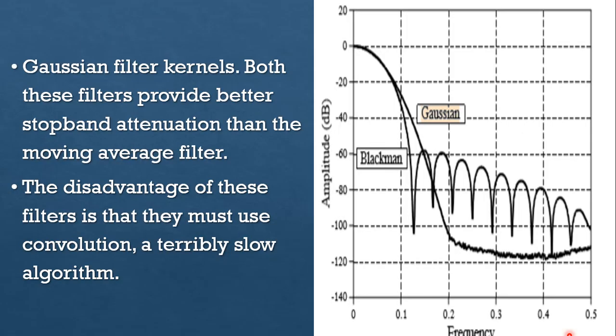This is a contrast of Blackman and Gaussian filter. Gaussian filter and kernel filter both provide better stop band attenuation than the moving average filter, but one of the disadvantages is that they must use convolution, which has a slow processing speed.